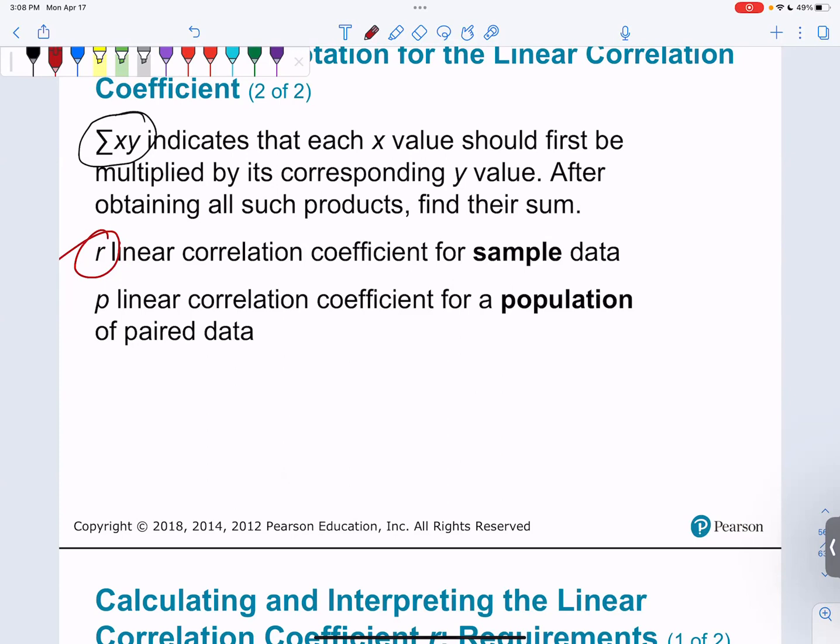So this R, we call it the linear correlation coefficient for a sample. When we study the population, we have the other one, we call it rho. But for now, just R is the linear correlation coefficient for the sample. Okay, and yes, here you go. The rho is the linear correlation coefficient for the population.